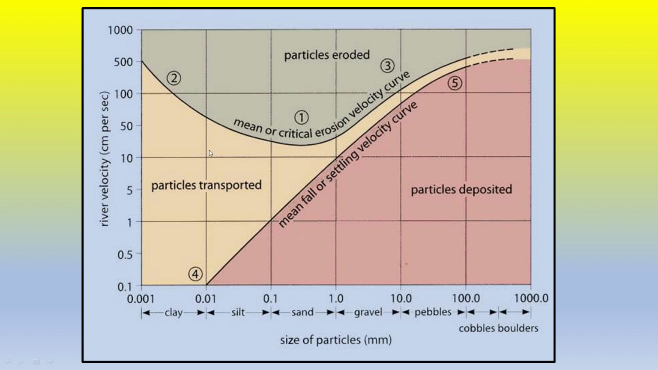And if you draw a line from the 50 centimeter per second velocity, it crosses the erosion velocity curve in the sand part. That means sand has a very low critical erosion velocity. Then the clay as well as pebble and cobble have a very high erosion velocity.